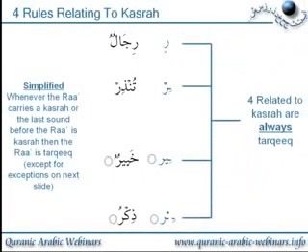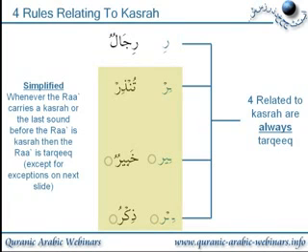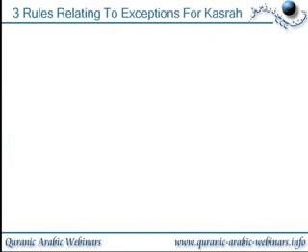So the simplified rule for that is whenever the ra carries a kasra and it's going to be pronounced, or the last sound before the ra, when the ra is behaving as sakin or is actually sakin, is a kasra, then it's going to be tarqiq, i.e. light or empty mouth, said with a nice big smile. So that's the 4 rules. Now we'll talk about the 3 exceptions.